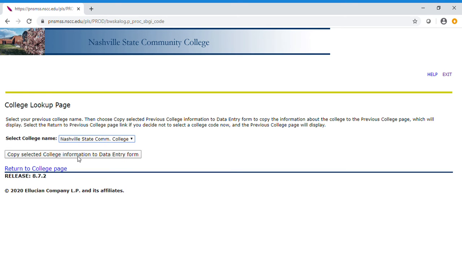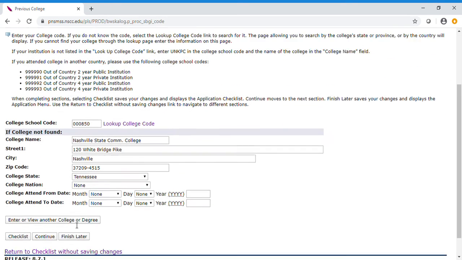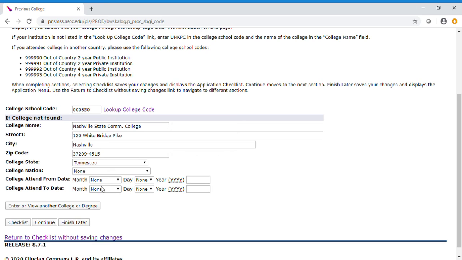There we go. All right, see? It's all on there. And we'll say I took a class there from August 1st, 2019 to December 12th, 2019. That was your dual enrollment credit. Okay? Great.